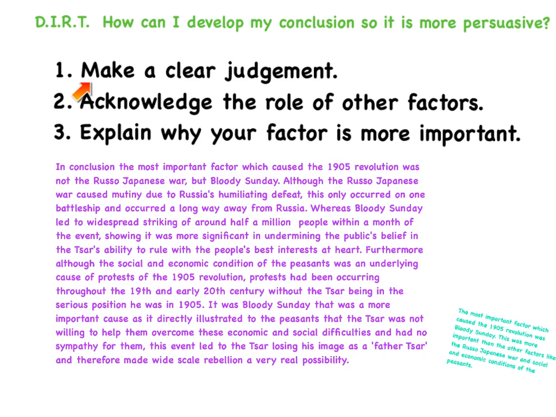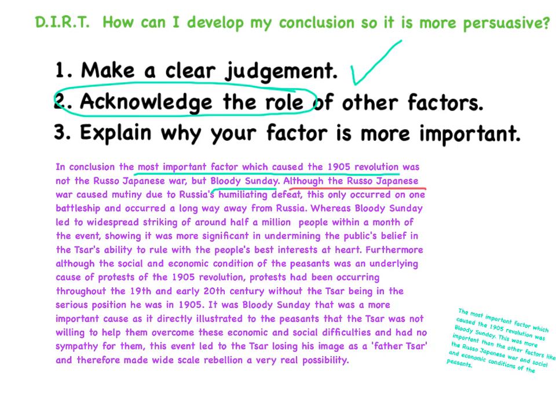So first of all, they need to have made a clear judgment. Let's have a look. Have they made a clear judgment? In conclusion, the most important factor which caused the 1905 revolution was Bloody Sunday. Yes, they've definitely made a clear judgment in their conclusion. Have they acknowledged the role of other factors in also causing the revolution? Let's have a look. Although the Russo-Japanese War caused mutiny due to Russia's humiliating defeat, yes, they've definitely mentioned the Russo-Japanese War caused mutiny and humiliation, so that's a role causing the 1905 revolution.